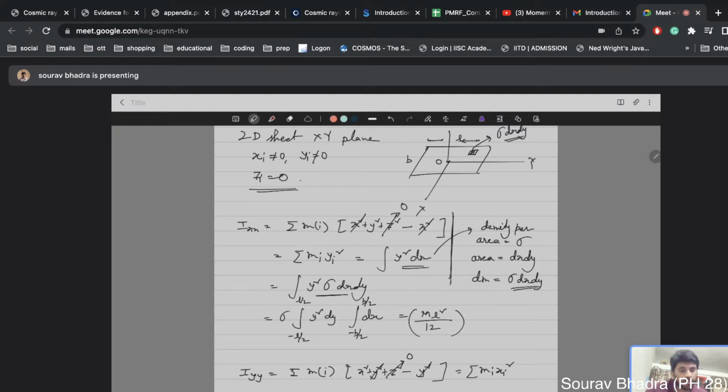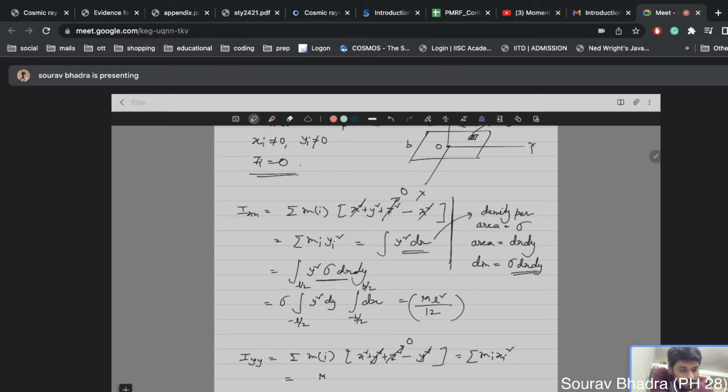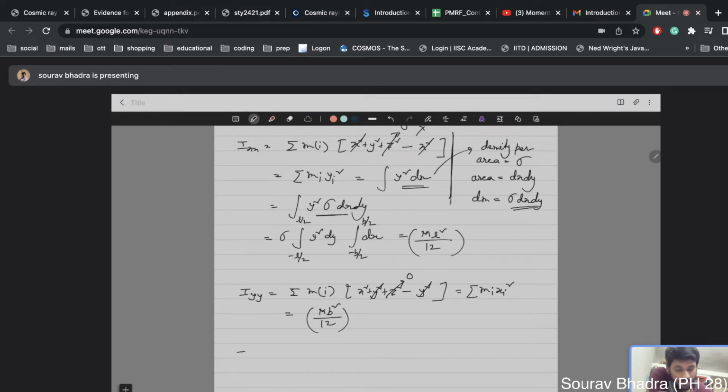Okay, and if you do the same thing like I did before for Ixx, so for Iyy you will get the same value, but the length will be replaced by the breadth, M b square by 12. Okay, so Ixx and Iyy we have done. Now the interesting thing is Izz for this particular case. So what will be Izz?